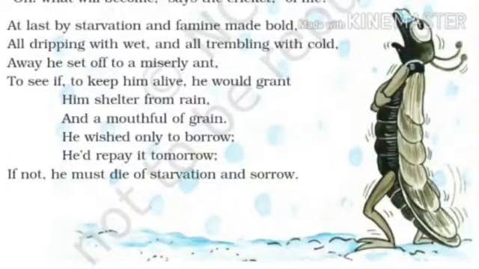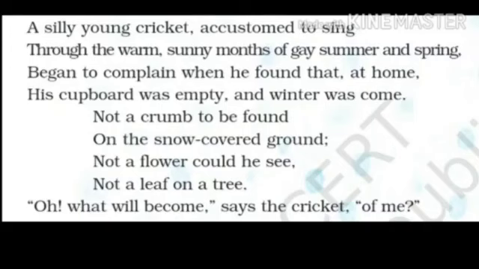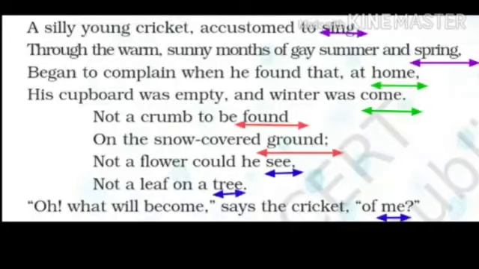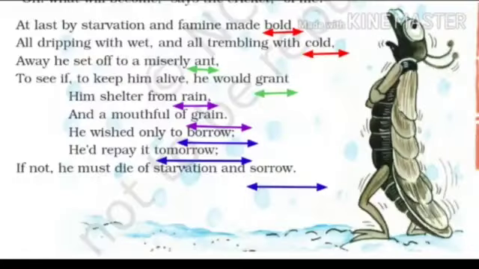Did you find, children, in part 1 and also now part 2, we have rhyming? If you see the same page at the top, last line, see? A silly young cricket accustomed to sing. Second line, sing and spring. Third and fourth, home, come. Next, found, ground. See, tree, me. Part 2, bold, cold. Ant, grant. Rain, grain. Borrow, tomorrow, sorrow.